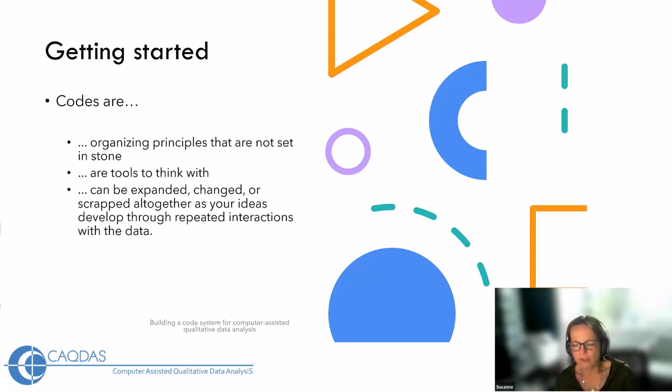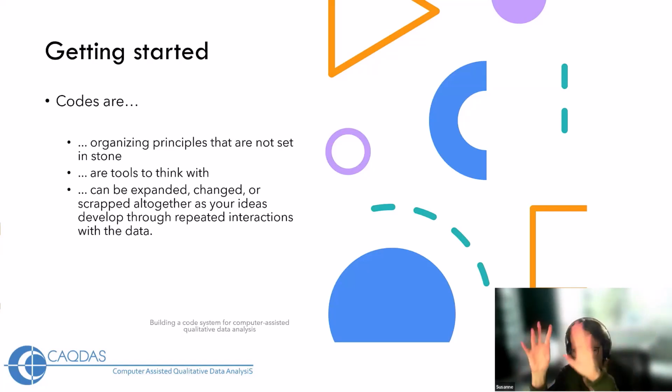So it's a tool that we can think with. Sometimes you need to start with some kind of structure, and then it becomes easier to see, oh, I have to put this here and this here, or that doesn't fit here. And the more data you code, things may actually change. So it can be expanded, changed, scrapped altogether. You can realize that was a completely wrong idea, a branch I went off on.